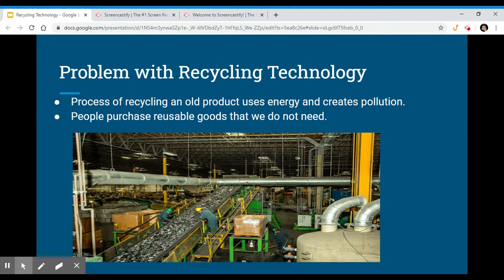Here I'm discussing the problem with recycling technology today. The process of recycling an old product can use energy and may create pollution. Also, people purchasing reusable goods that we don't need.